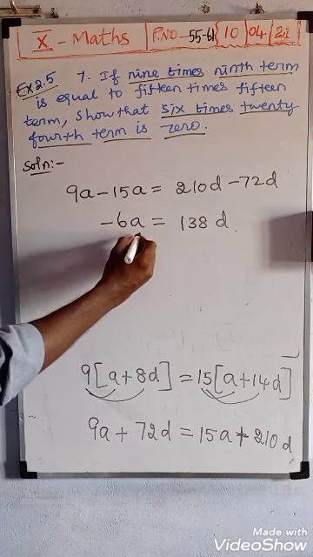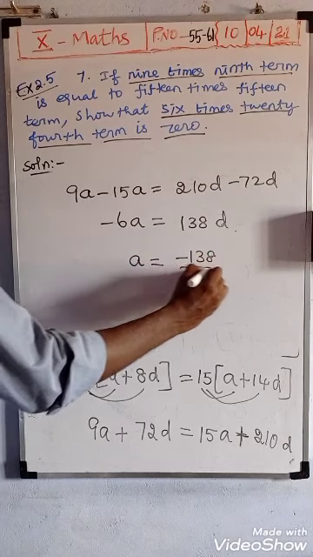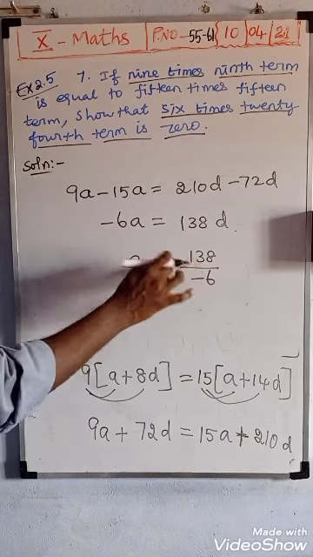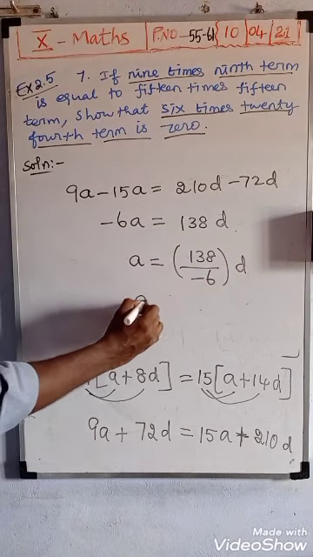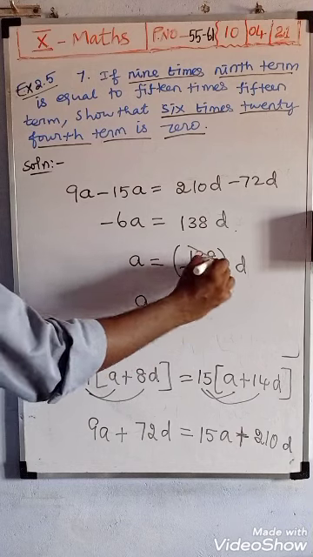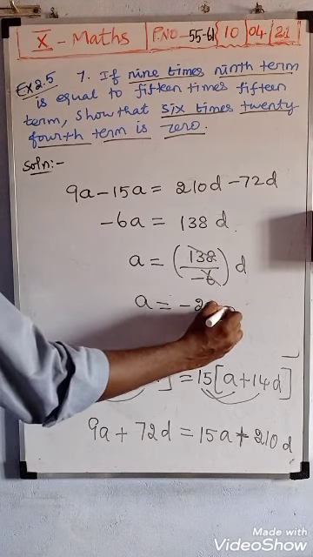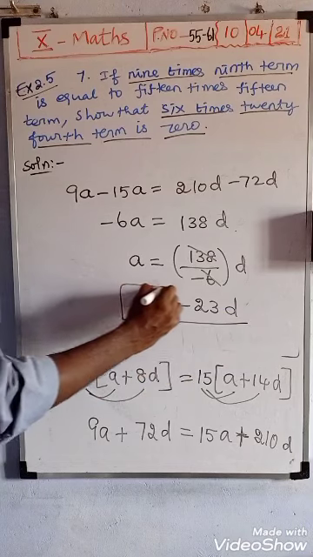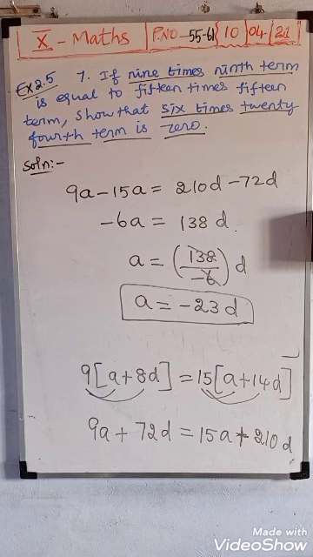138d. So now we need only a. So a is equal to 138 divided by minus 6, into d. Therefore a is equal to this. You cancel, and we receive minus 23d. So the a value we now received is minus 23d. Using this first condition, we brought the a value.